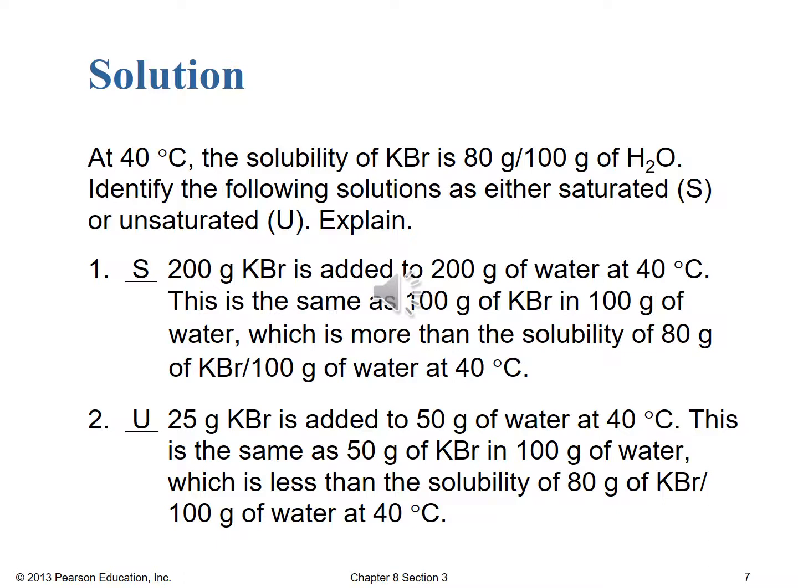In the second case, we're actually unsaturated because if we had the 25 grams of KBr added to 50 grams of water at 40 degrees Celsius, well, if we have 80 grams dissolving per 100 grams of water, then 40 grams could dissolve in 50 grams of water, and we have less than 40 grams of KBr here with just the 25 grams of KBr. So in this case, we must be unsaturated.